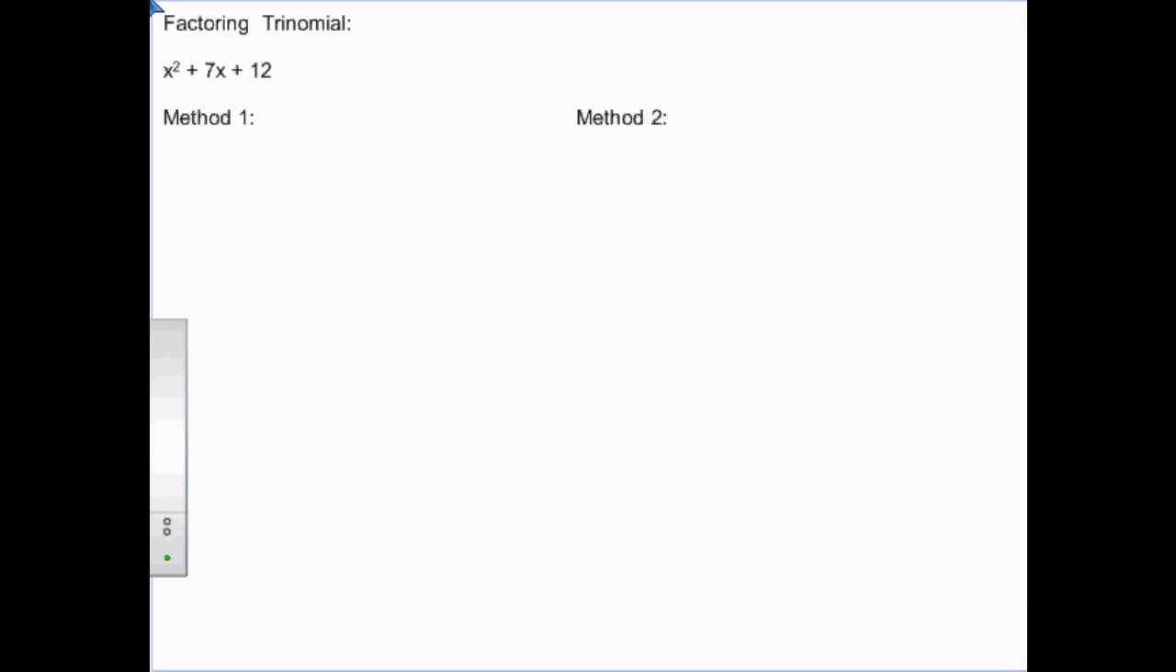We had just done was we took a binomial, we multiplied it together, and we made a trinomial. Now when we factor, we take the trinomial and we split it apart into the two binomials that it would have made, or that would have multiplied together to make it, rather. Two ways to do this.